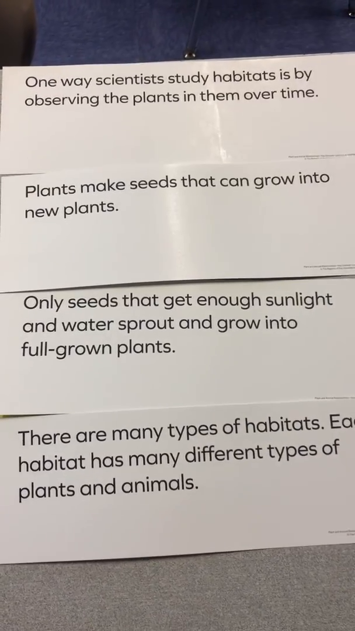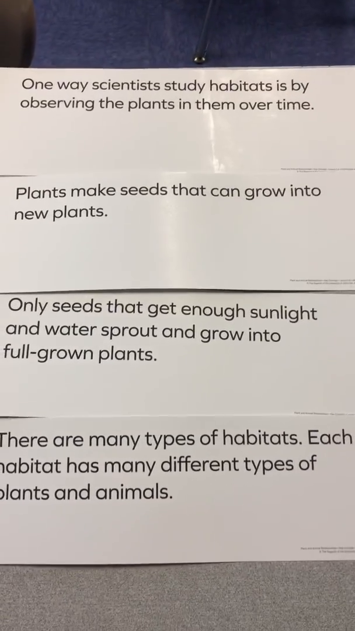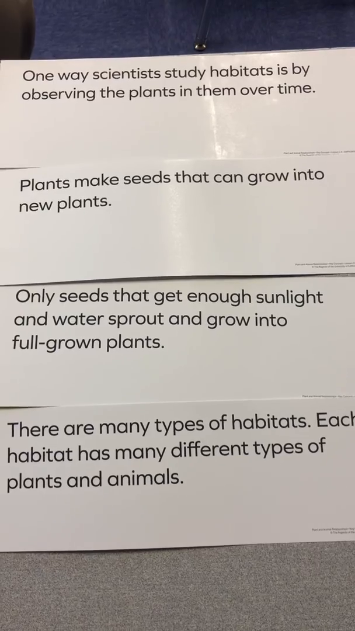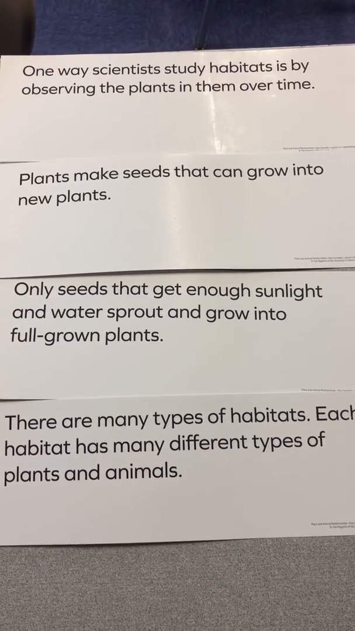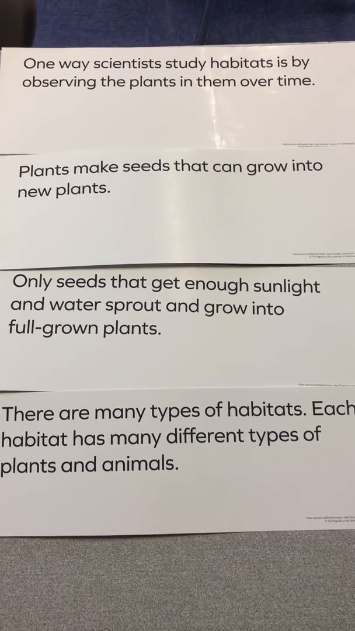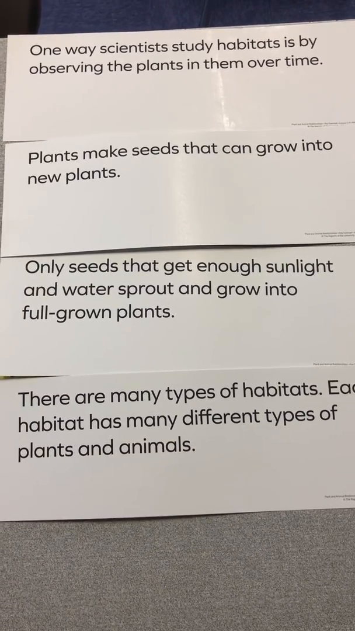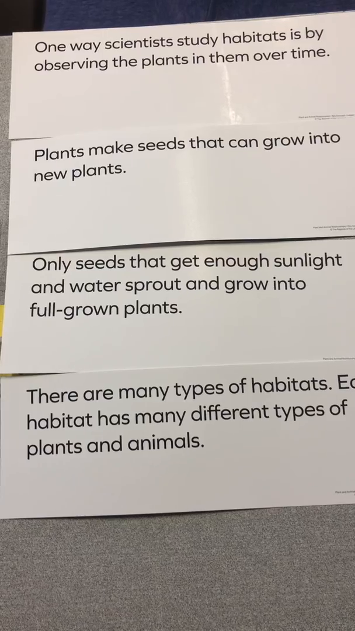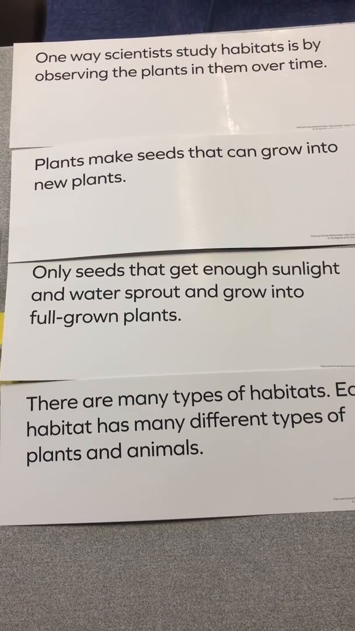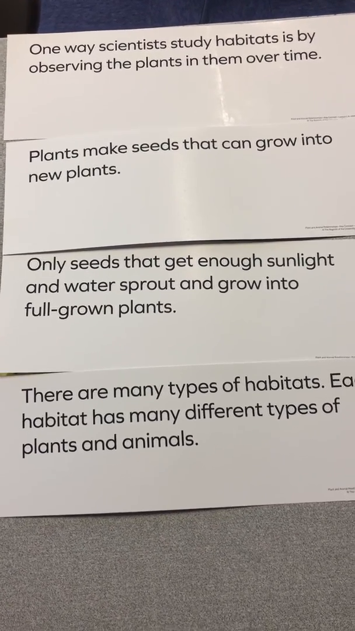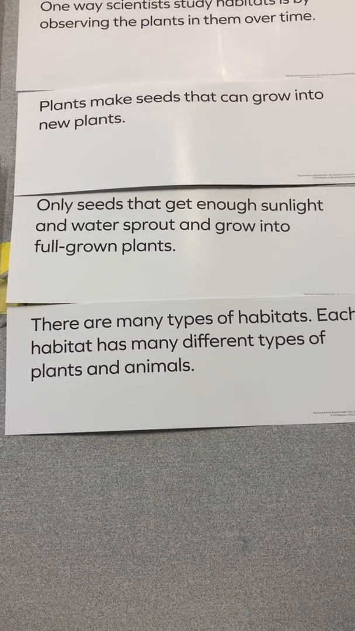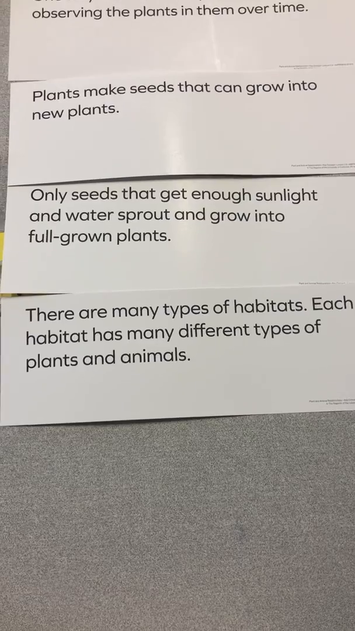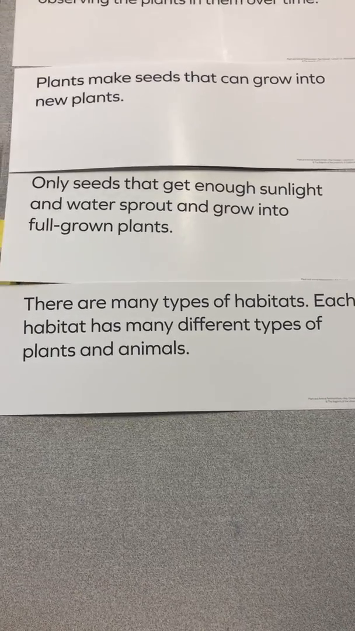First is, one way scientists study habitats is by observing the plants in them over time. Plants make seeds that can grow into new plants. Only seeds that get enough sunlight and water sprout and grow into full-grown plants. And there are many types of habitats. Each habitat has many different types of plants and animals.